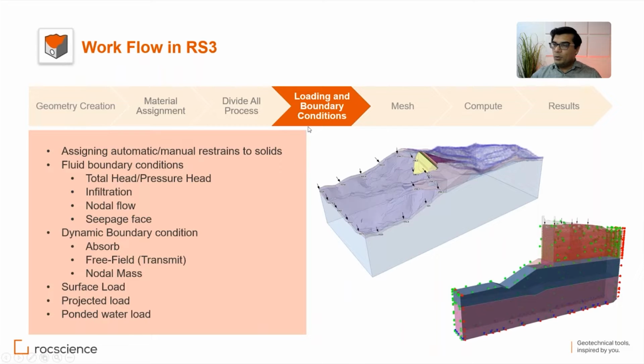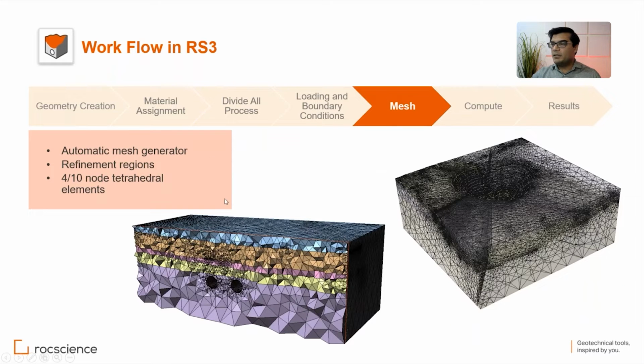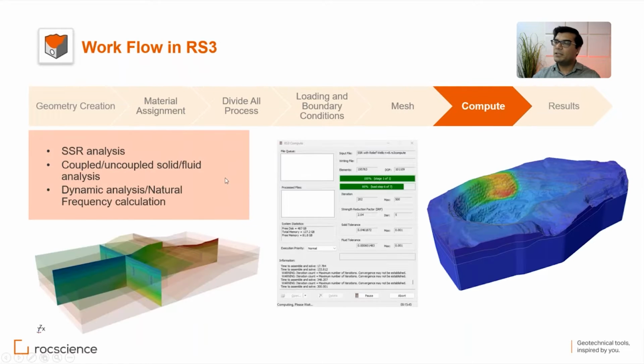Next step is loading and applying the boundary condition. Depending on the type of analysis you are doing, you can have a solid boundary condition, seepage boundary condition, or dynamic boundary condition. Then you can create the mesh. In RS3, we have 4-noded or 10-noded tetrahedral elements, so you can define the mesh, and then you can do the computation.